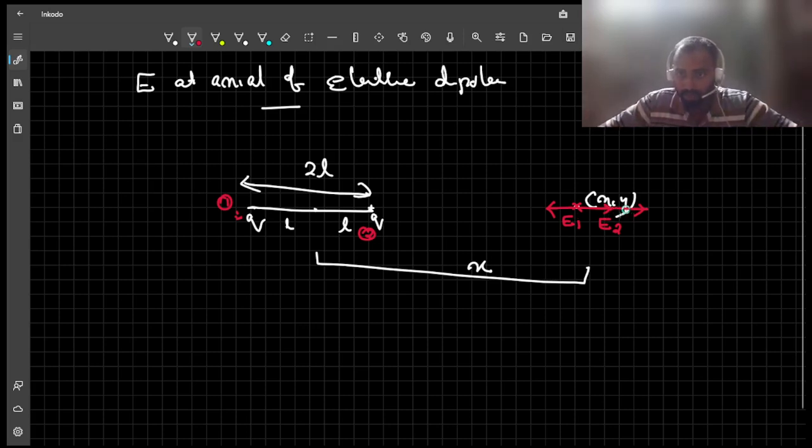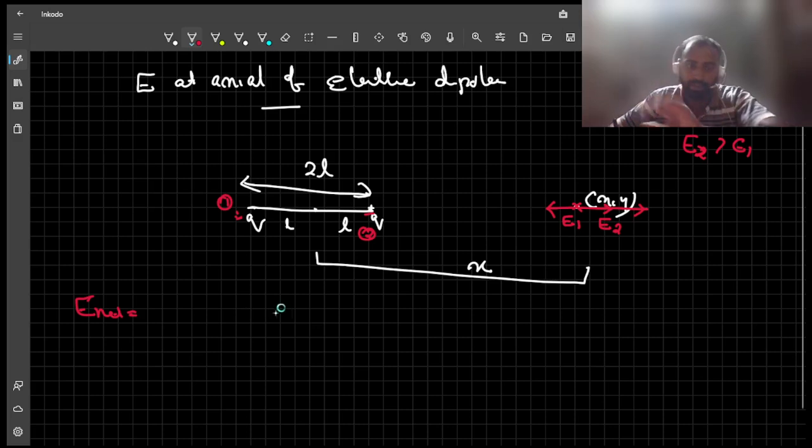If you see the magnitude of the arrows I indicated here, E2 is comparatively greater in magnitude, because the distance between the point and the positive charge is less compared to the negative charge. So E2 will be high. Obviously the net electric field direction will be along this direction. It's clear because the magnitude of E2 is high. So how do we find E net?